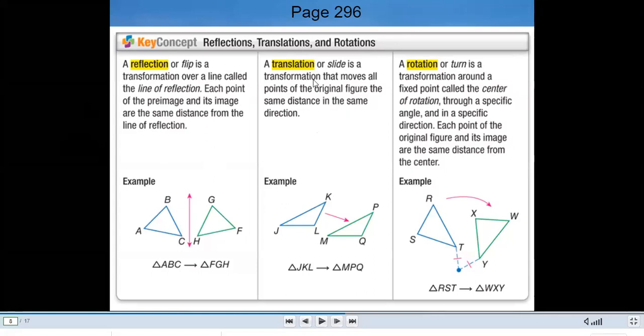Slide. Okay, so a translation or slide is a transformation that moves all points of the original figure the same distance in the same direction. Which means if you translate a figure, it moves all points, not only one point. So if I move K 3 units, I will move L 3 units, and I will move J 3 units in the same direction.